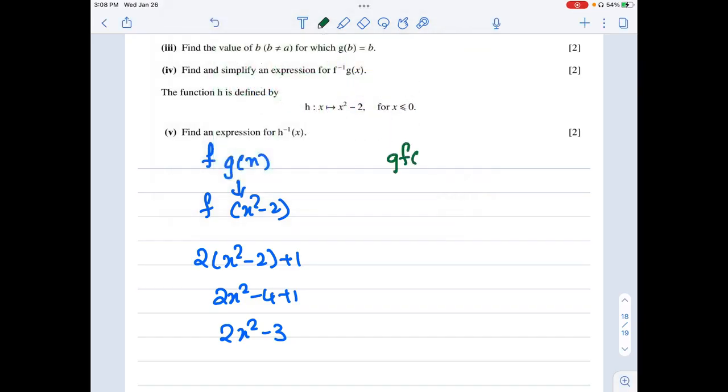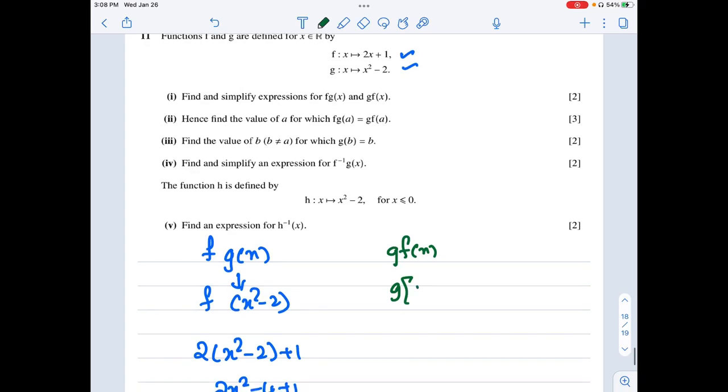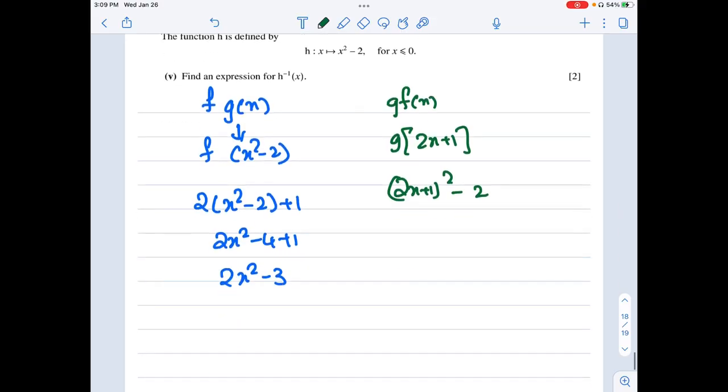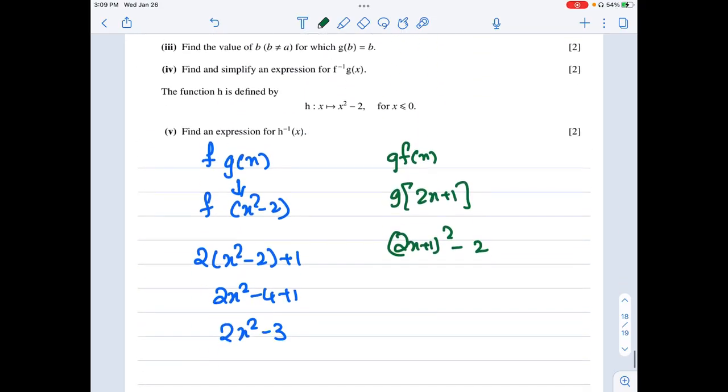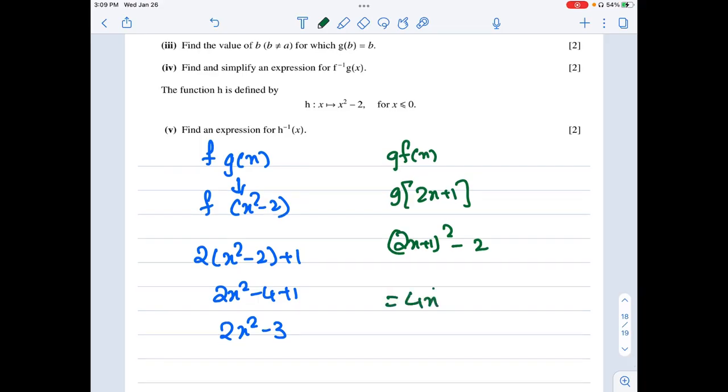Now g of f of x. What is f of x? f of x is 2x plus 1. Now substitute this 2x plus 1 in function g. 2x plus 1 whole square minus 2. This is g of f of x. We can expand: 4x square plus 4x plus 1 minus 2. So it becomes 4x square plus 4x minus 1.